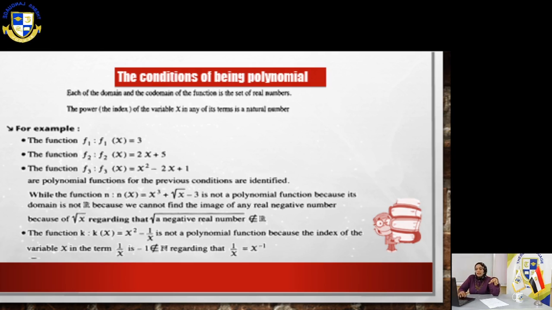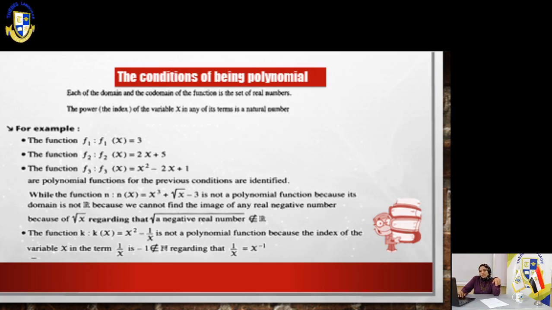The function k of x equals x to the power 2 minus 1 over x is not a polynomial function. That is because the index of x is negative 1, which does not belong to the natural numbers. Try to remember that no number or fraction can be represented by 1 over 0, that is meaningless.